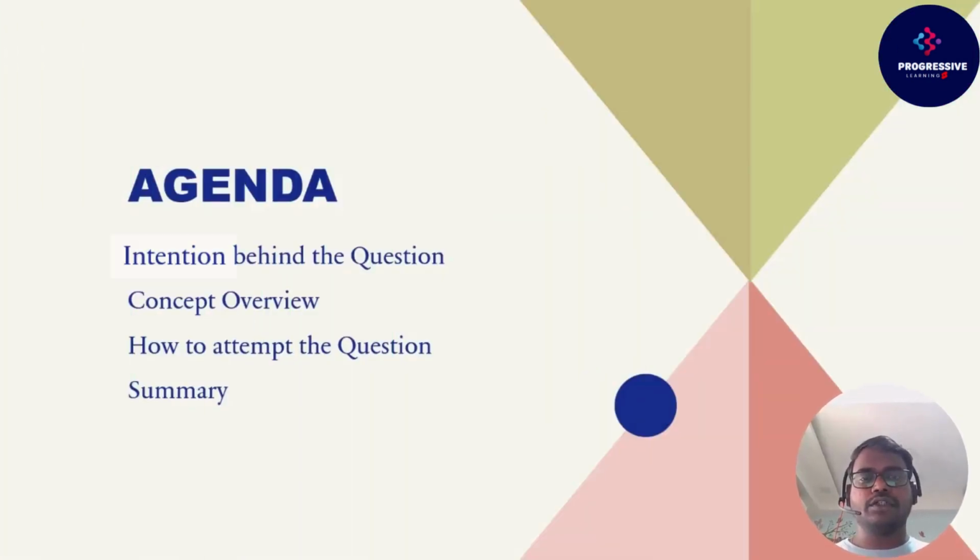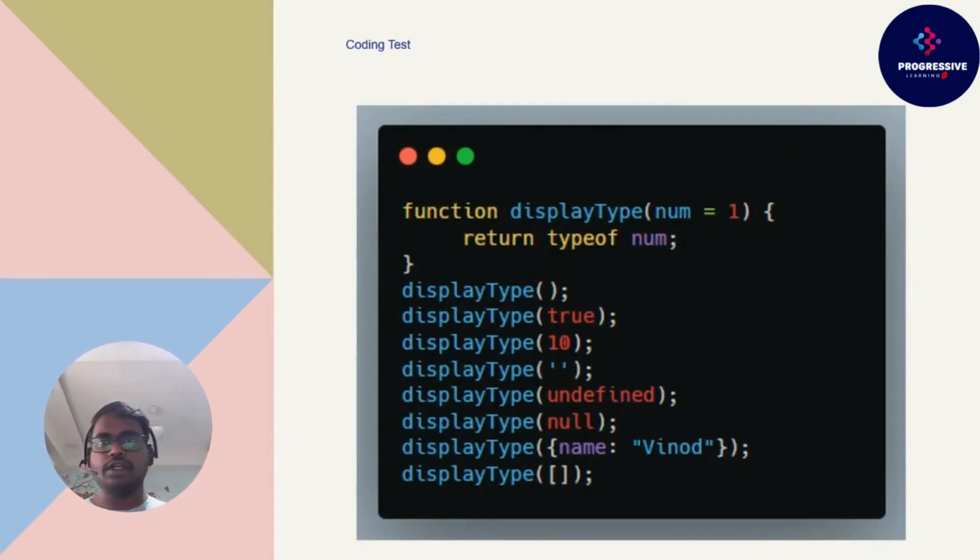So before jumping into the question, let's see the agenda for today, friends. The first thing we're gonna discuss is the intention of this question, why the interviewer tries to ask these kind of questions. Next, a little bit on the concept overview, so that we get a basic understanding in order to resolve these kind of questions and other questions on similar lines. Next, we'll see how to solve these kind of questions, how you approach them, and then the summary at the end, followed by additional questions.